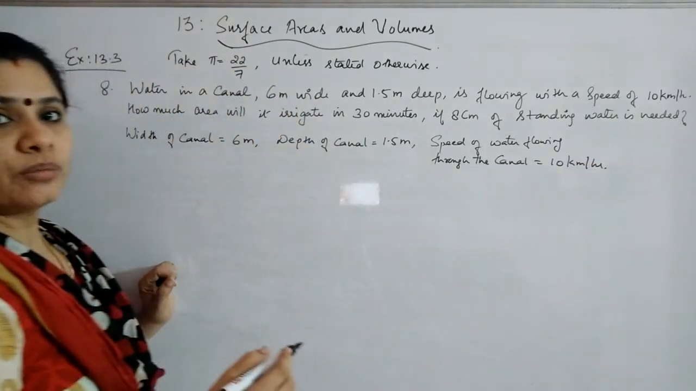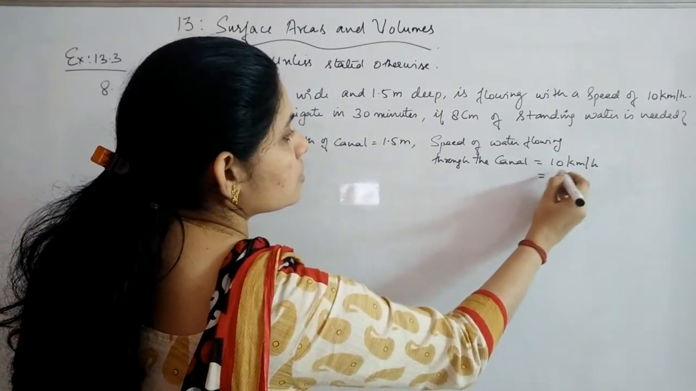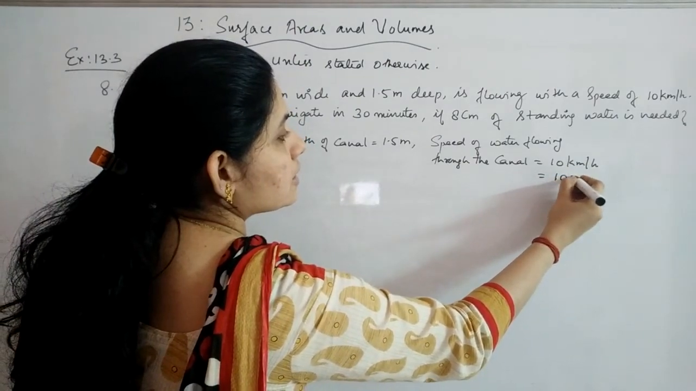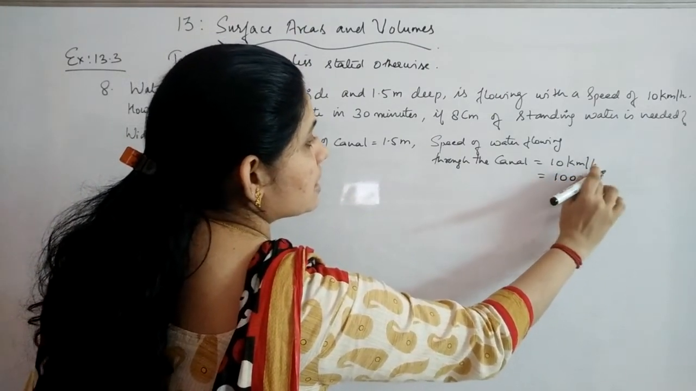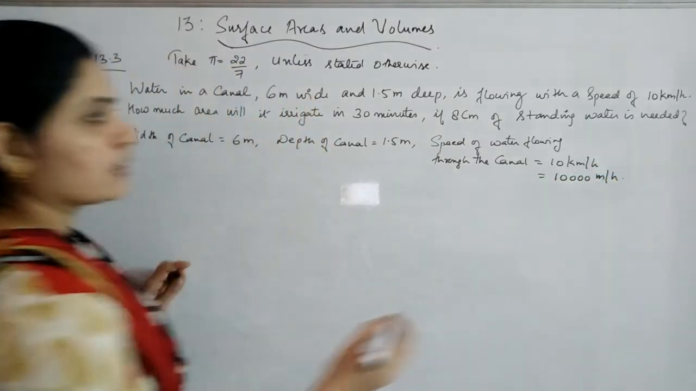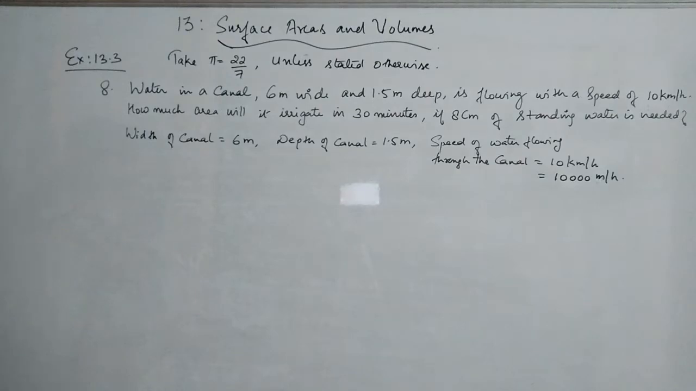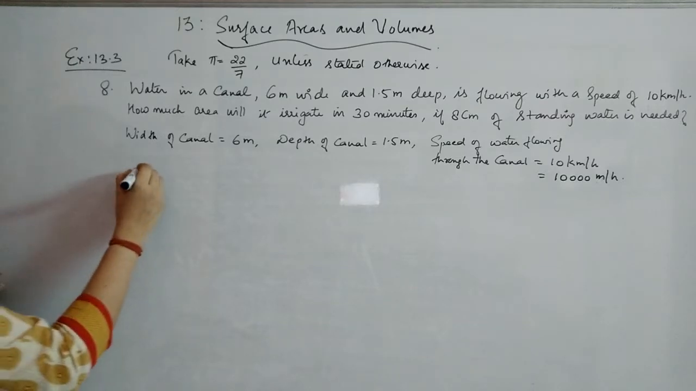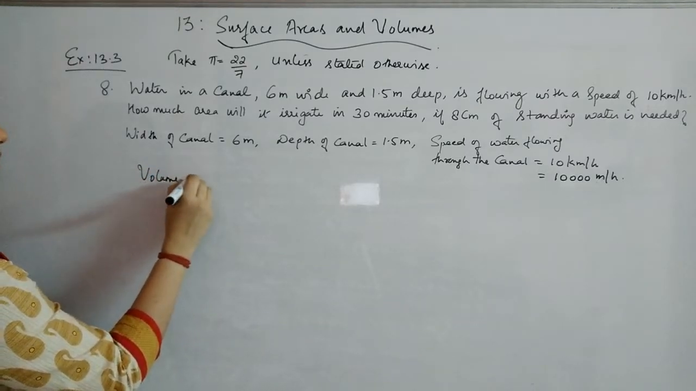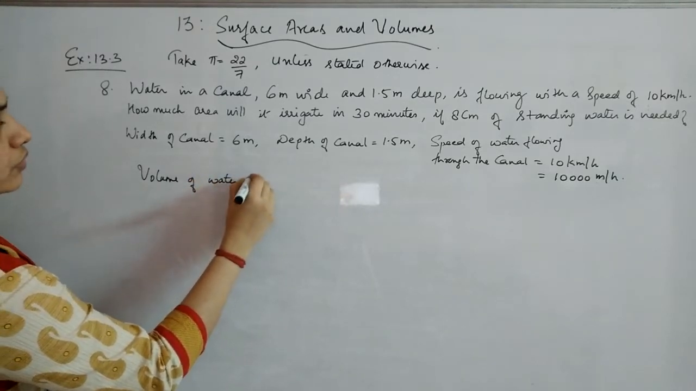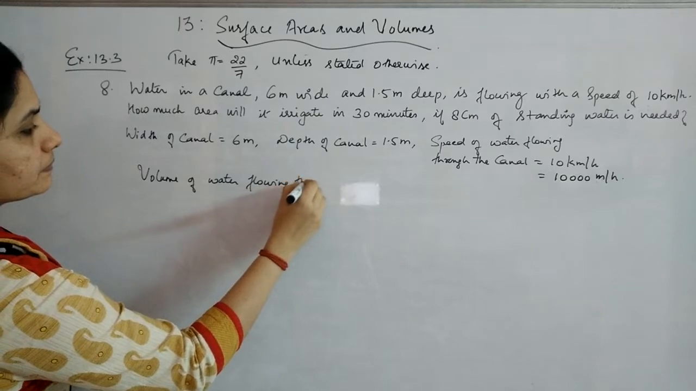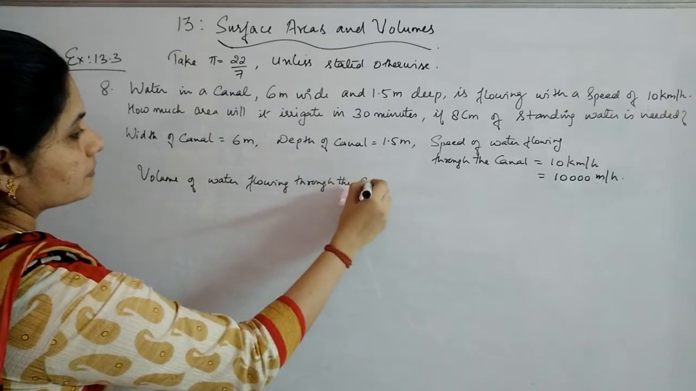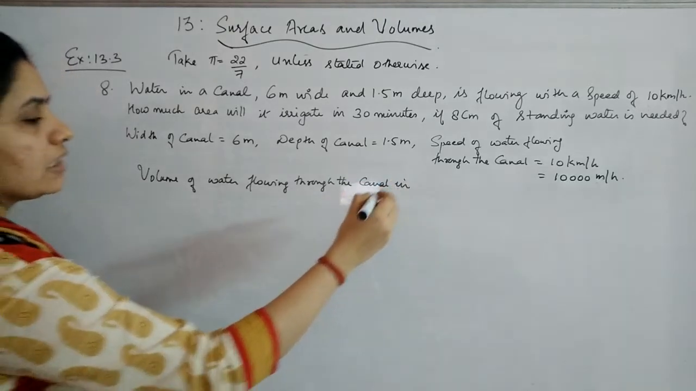This is in kilometers, so you have to change it to meters, so that this will become 10,000 meter per hour. So that is the speed of the water flowing through the canal. Now what you need to do is find the volume of the water through the canal in 1 hour. We are writing: volume of water flowing through the canal in 1 hour.